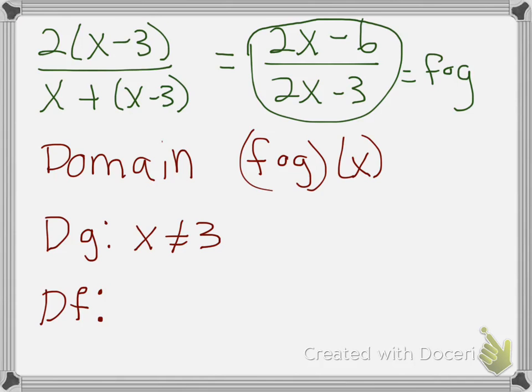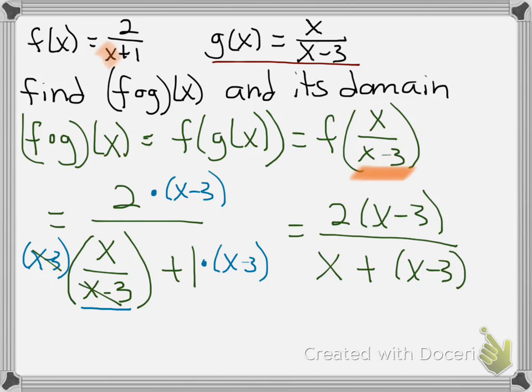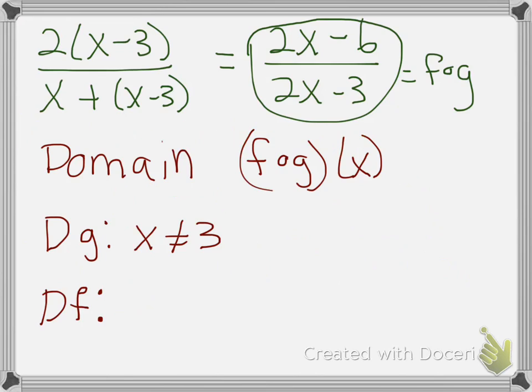So the domain of f, you look back at that function and notice if I plugged in negative 1, that would give me 0 on the bottom. So that domain would be x cannot equal negative 1. All right, once you have the domain of the inside and the domain of the outside, you have to think about what this composition is.